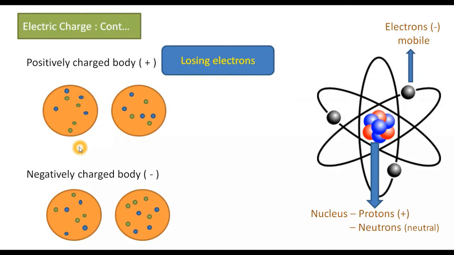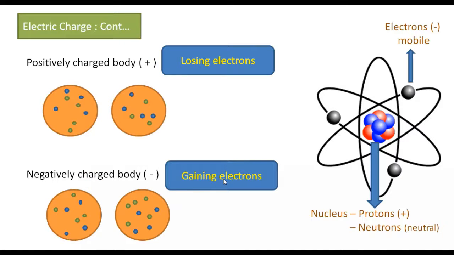So what you learned from all this is that a body is said to be positively charged if it has more positive charge, more protons, and a body is said to be negatively charged if it has more negative charge, that means more electrons. At normal scenario, an atom is neutral, with equal number of protons and electrons. But after losing electrons, an atom can become positively charged, and after gaining electrons, an atom can become negatively charged. So this is a positively charged body and a negatively charged body.